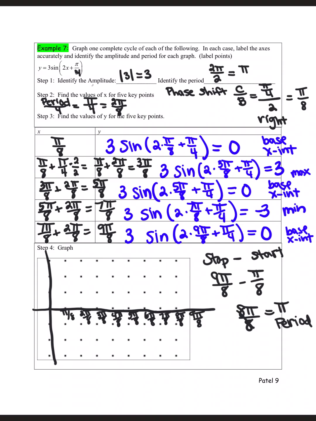And when I graph this, I'm shifted over pi over 8, so I have pi over 8, 0. Then we have 3 pi over 8, 3. Then we have 5 pi over 8, 0. Then we have 7 pi over 8, -3. And then we have 9 pi over 8, 0. So notice we just moved the sine function over pi over 8.